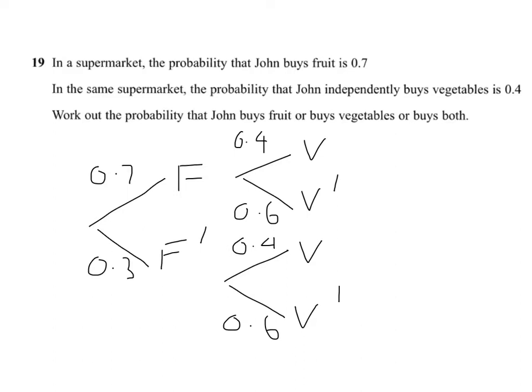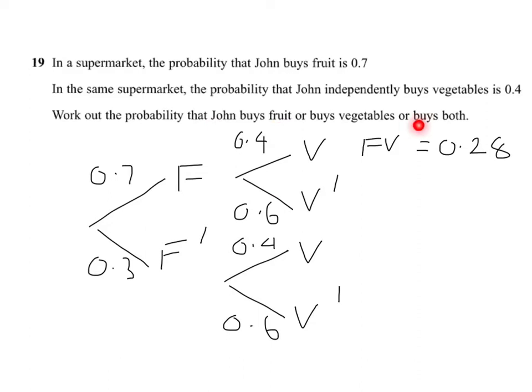So work out the probability that John buys fruit, so it could be fruit with vegetables, that's buying both. And that will just be 0.7 times 0.4. I'm not going to write out the multiplication, but you multiply 0.7 times 0.4, which gives me 0.28.